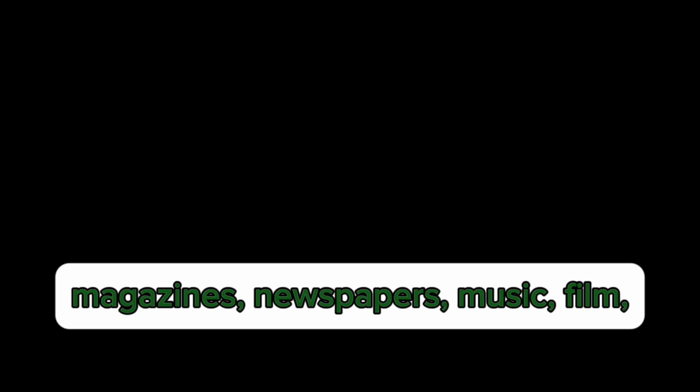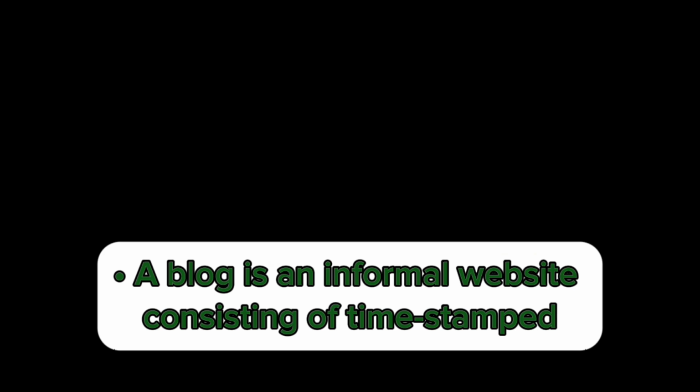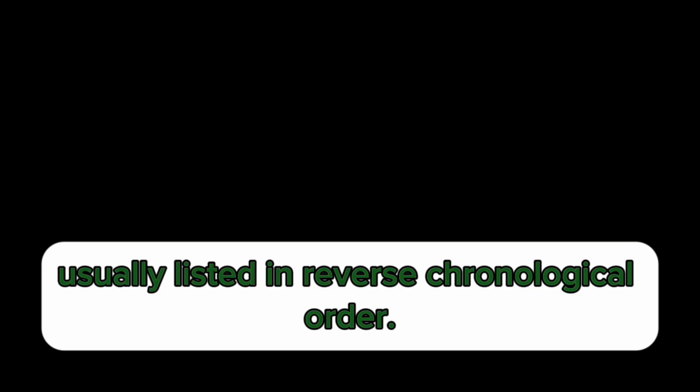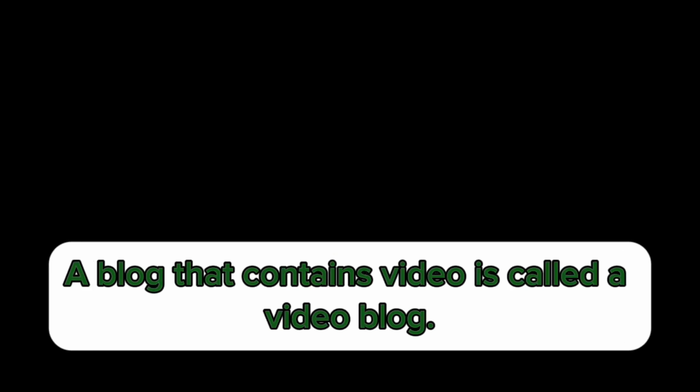Publishing. Many publishers of books, magazines, newspapers, music, film, and video make their works available online. Organizations and individuals publish their thoughts and ideas using a blog, podcast, or wiki. A blog is an informal website consisting of timestamped articles, or posts, in a diary or journal format, usually listed in reverse chronological order. Posts can contain text, photos, links, and more. For example, Figure 1-38 shows the Nutrition Blog Network, in which registered dietitians post articles about nutrition. As others read articles in your blog, you can enable them to reply with their own thoughts. A blog that contains video is called a video blog.